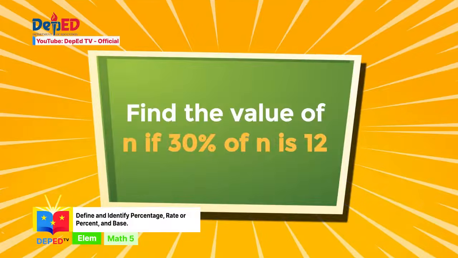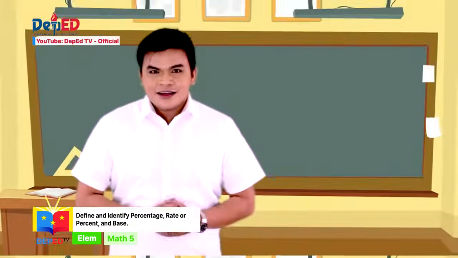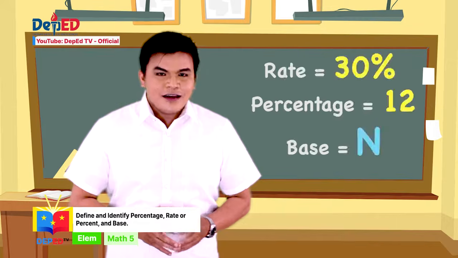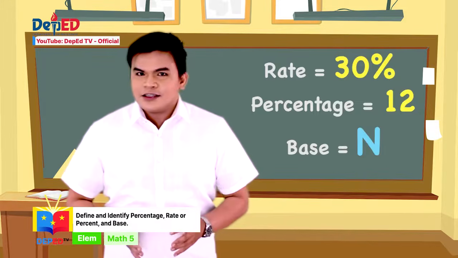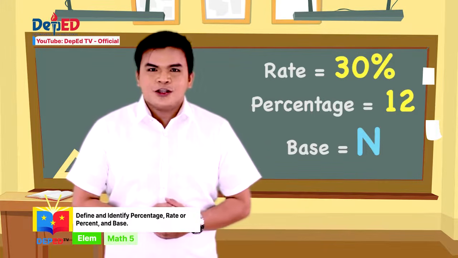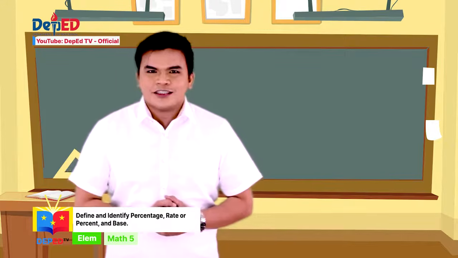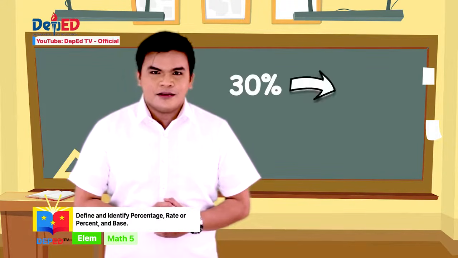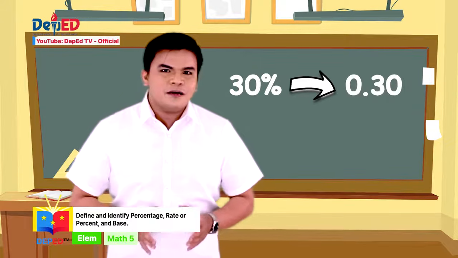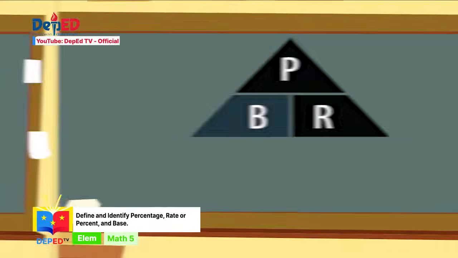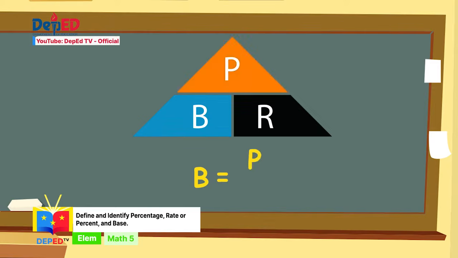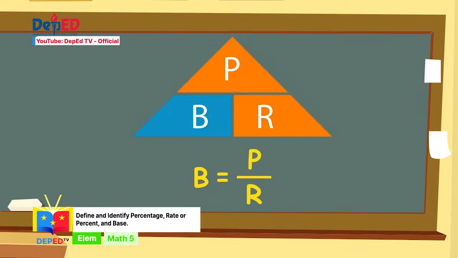Find the value of n if 30% of n is 12. First, let's identify the parts. 30% is the rate, 12 is the percentage, so therefore n is the base. Before solving, let's change the rate first to decimal. 30% will now become 30 hundredths. Now it's time to use our formula B equals P divided by R.